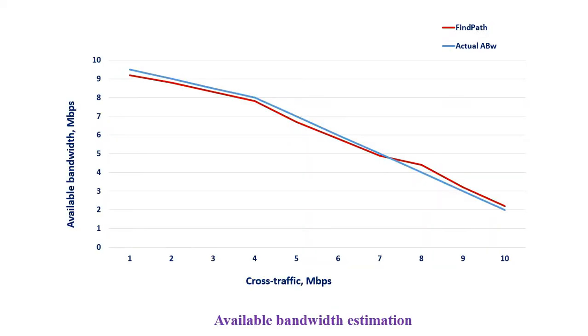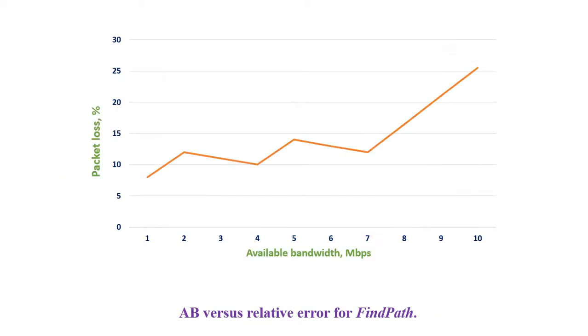In this figure, we see the relation between the available bandwidth in megabits per second and the cross-traffic measured in megabits per second. In this figure, we see the available bandwidth relation with the packet loss. So the percentage of packet loss relative to the estimated available bandwidth in megabits per second.